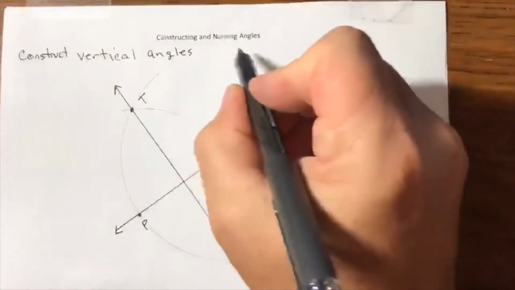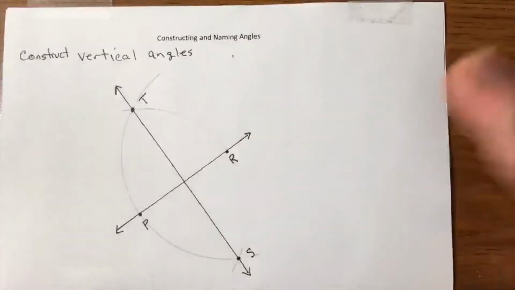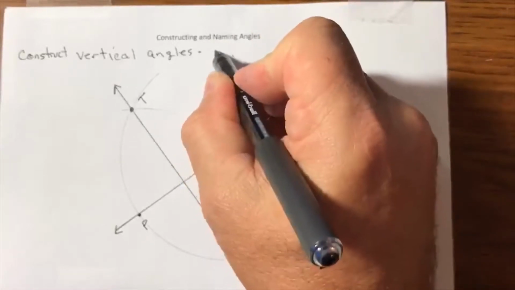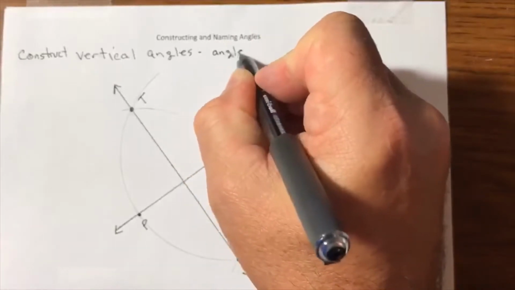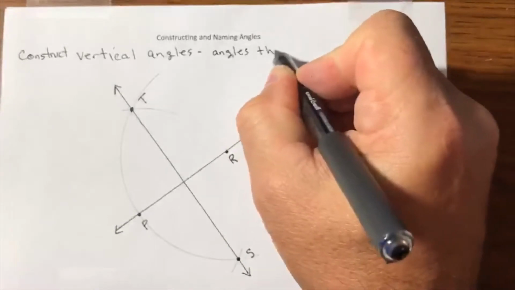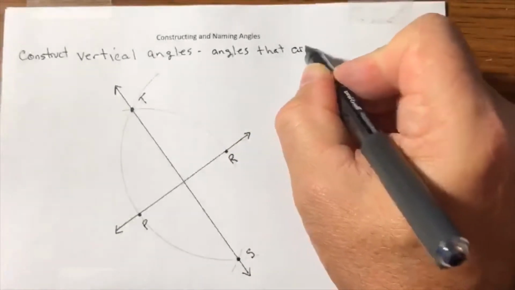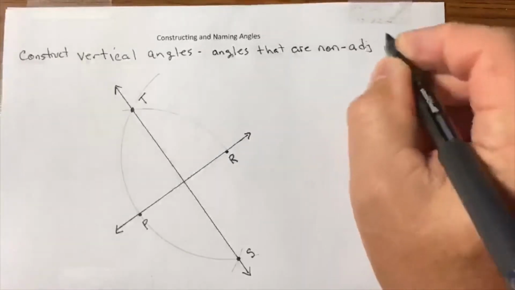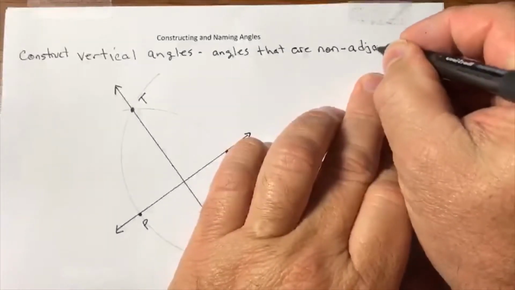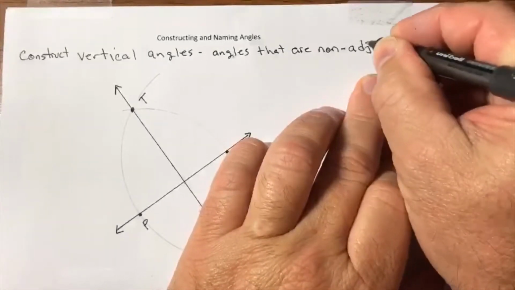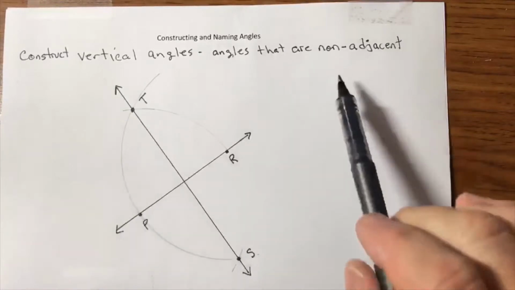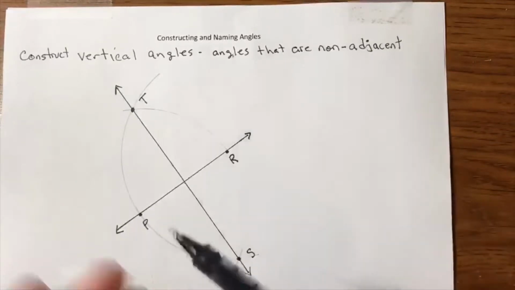Vertical angles are angles that are non-adjacent. And let's go ahead and get our definition of here. Angles that are non-adjacent. Okay. All right, you now know adjacent angles are angles that share a common side, and if they are non-adjacent, they won't have a common side.